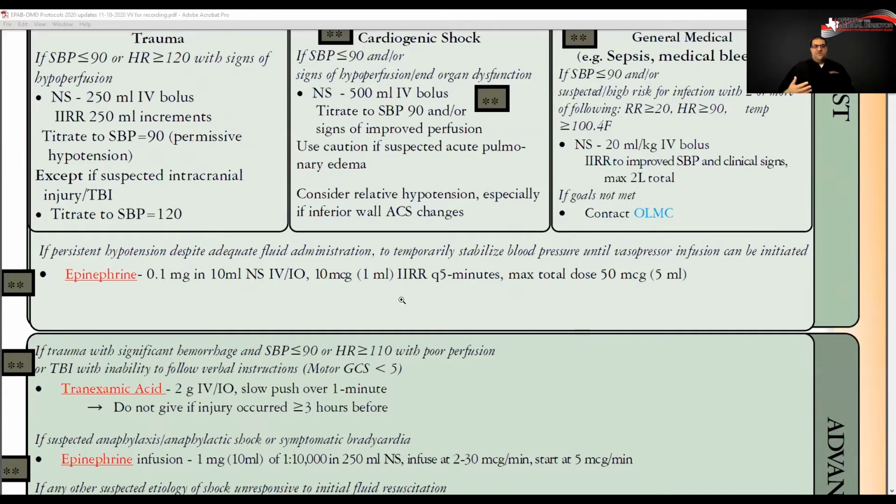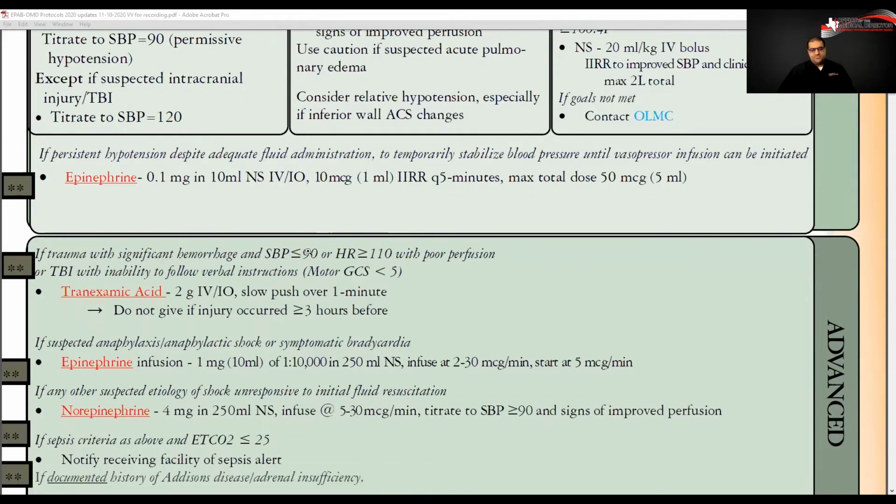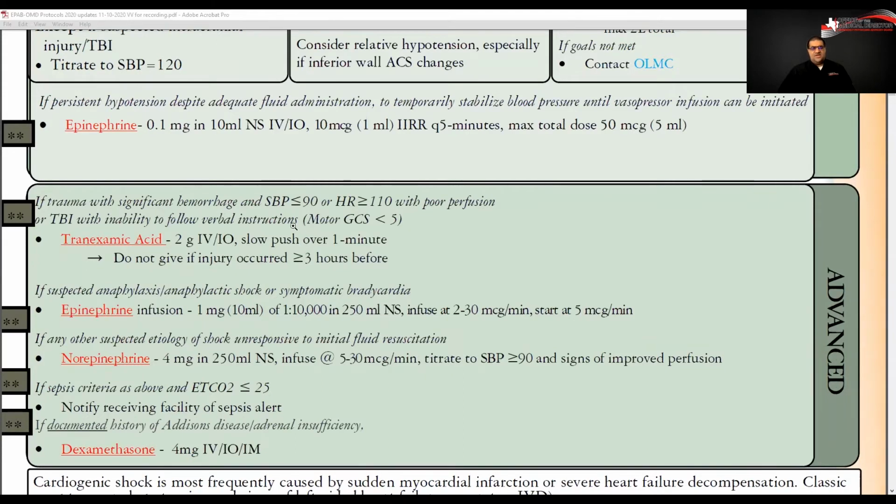So the norepinephrine pump is going to take a little while to set up. This is your stopgap for someone who's adequately fluid resuscitated, but still hypotensive and waiting on the pump to get set up, or to actually be able to safely move the patient to the ambulance to get them set up on the pump. This is where push dose epinephrine is going to come in. A couple other changes at the advanced level.